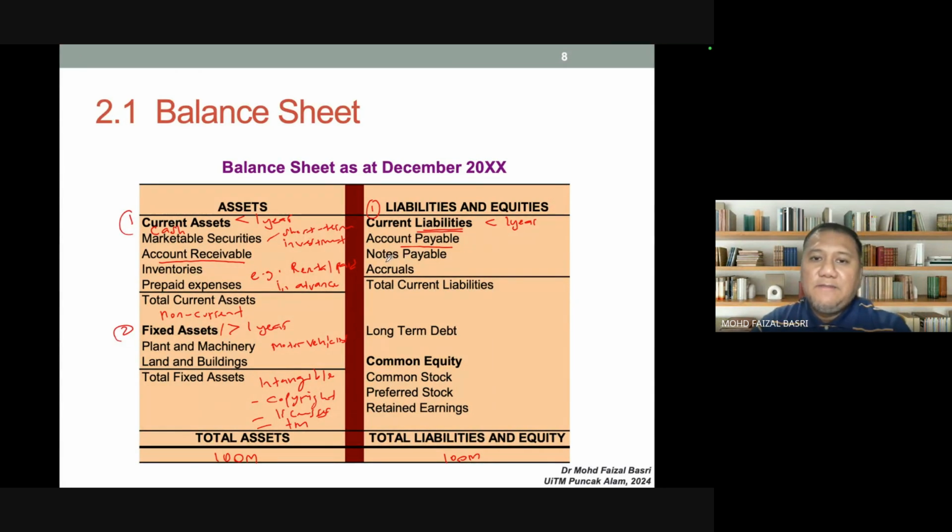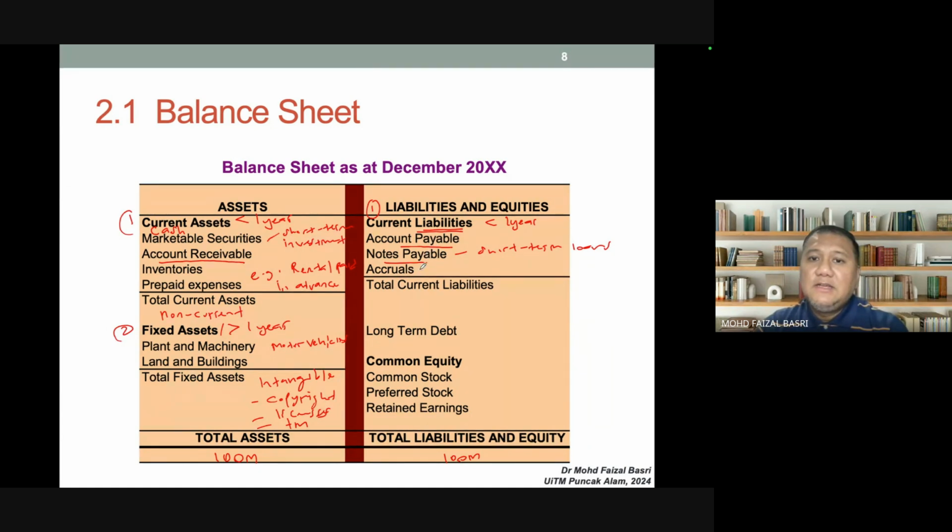Okay, so next we have notes payable. Notes payable is actually short term loans. Okay, short term loans. Notes payable in short is short term loans. So imagine the company requires funding and then goes to the bank and asks for working capital loans, and they have to pay within 6 months. So that short-term loan will go into notes payable.